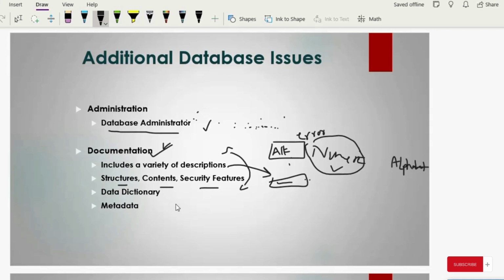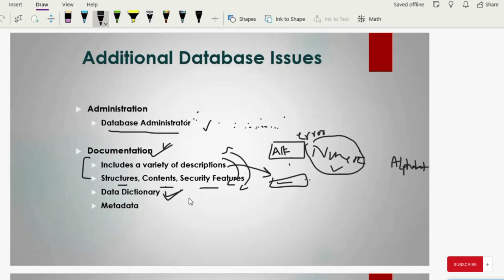We also have the concept of a data dictionary from the documentation point of view. The data dictionary is a critical component of the database documentation. What does it do? It describes the data fields in each database record, that is, the description written about a field in the database, and all of them together are stored in the data dictionary.